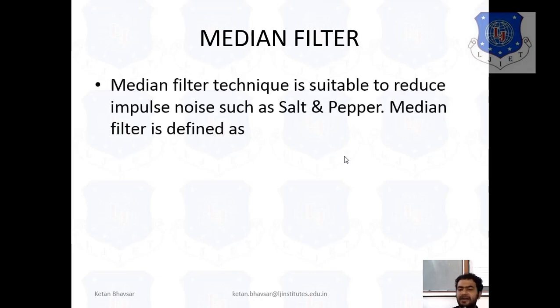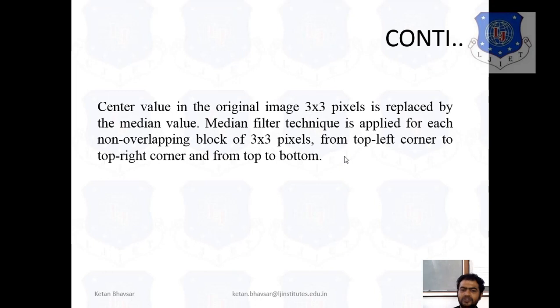Median filter, it's suitable to reduce impulse noise such as salt and pepper, and is defined by the equation f bar x comma y is equal to the median of g of s comma t, where s, t belongs to S xy, and g of s comma t is a degraded model. We apply the median filter and try to extract f bar x comma y, which is approximately f of x comma y. The center value in the original image's 3 cross 3 pixel neighborhood is replaced by the median value that I already told you, starting from the top left corner to the top right corner.